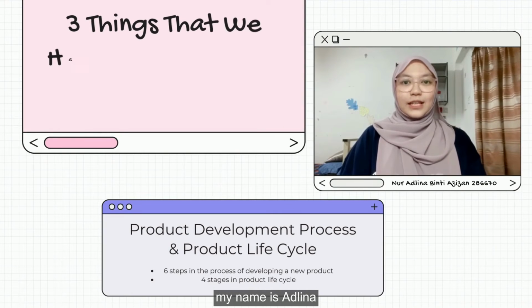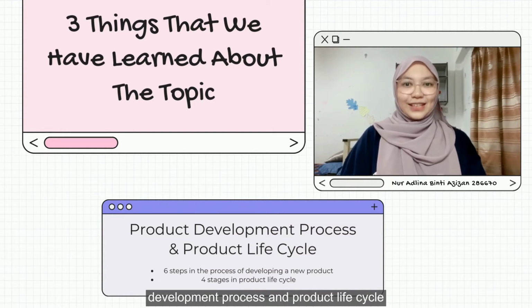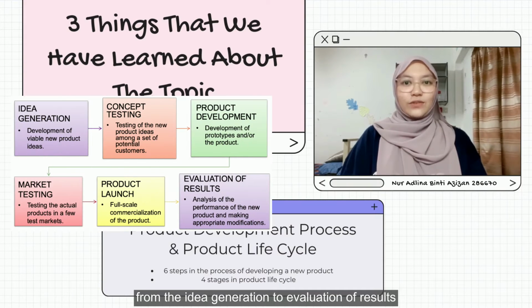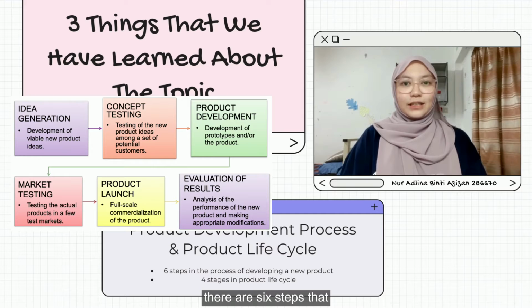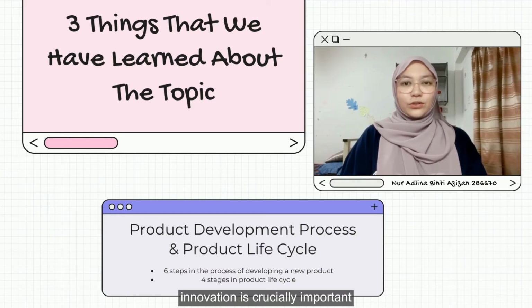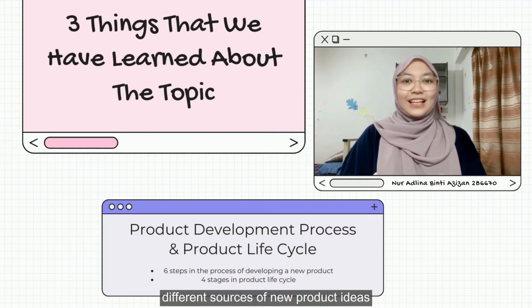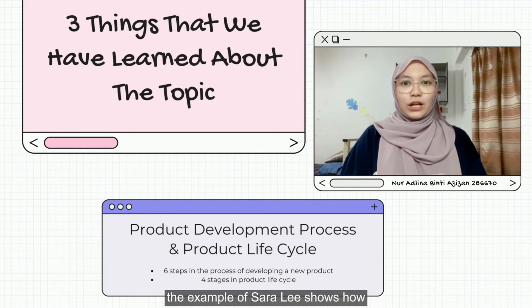My name is Adelina. The third thing we have learned through this topic is the product development process and product life cycle. From the idea generation to evaluation of results, there are 6 steps that need to be followed in order to develop a new product. Innovation is crucially important to a forward-thinking company. So, each step needs to be carefully taken, like the first step, idea generation, which can come from different sources of new product ideas. The example of Sarani shows how it developed the innovative whole grain white bread all the way through the 6 steps in the product development process.